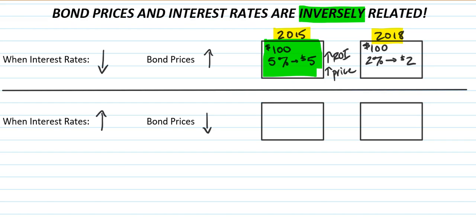So let's do the other example really quickly. When interest rates rise, bond prices are going to fall. So we can do the same thing. In 2015, we have our same $100 bond. This bond is going to pay 5% or $5. But I put this bond now in competition with the 2018 bond. And the 2018 bond with rising interest rates is going to pay 10% or $10 return on my $100 investment.